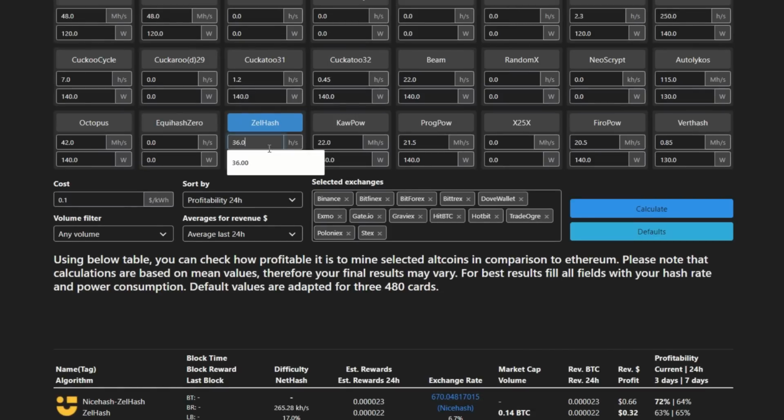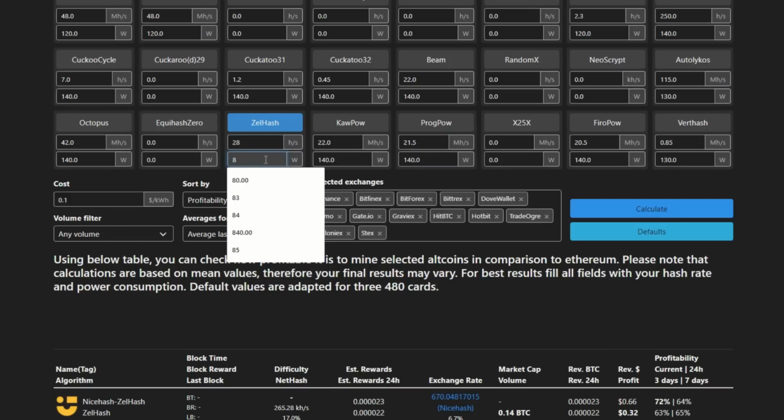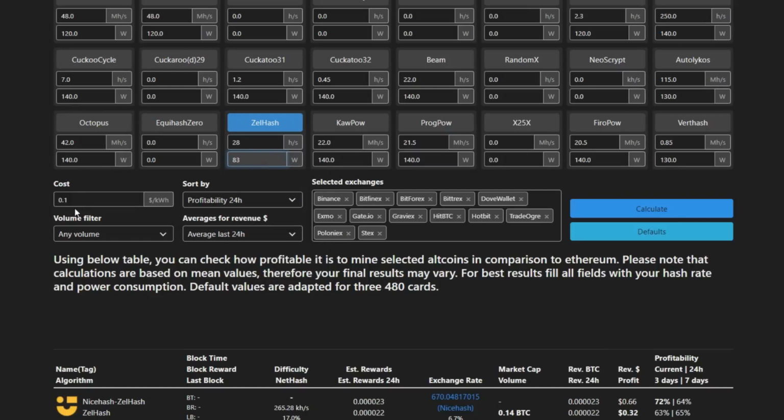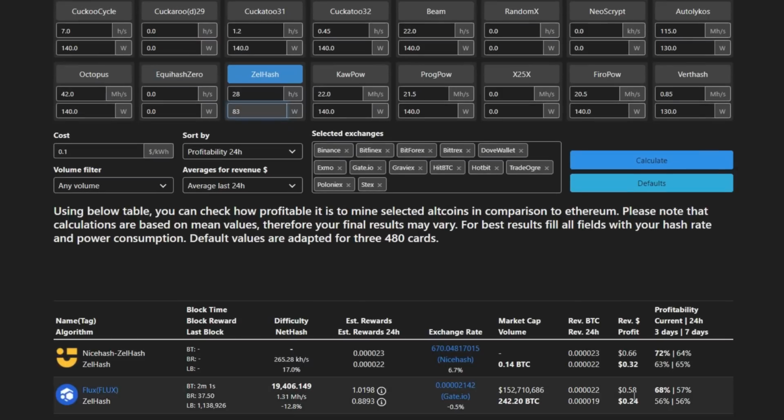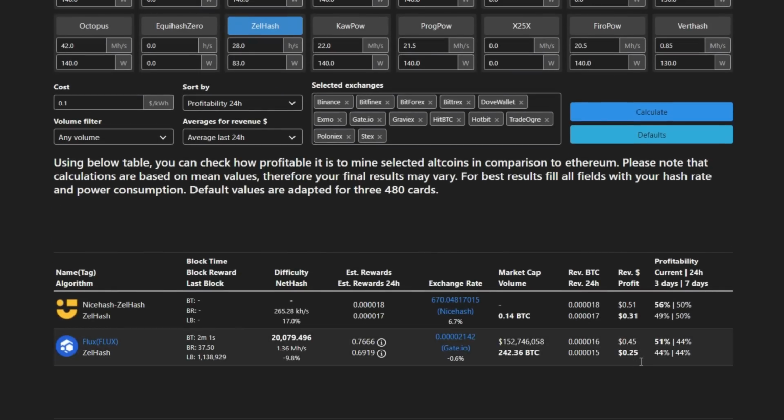Now that's 36 sols, and I know I'm dropping this down to 28 sols. You're like, well, that's too much of a hash rate drop. That is not worth it at all. But if we actually put in our 83 watts here at 10 cents per kilowatt hour, look at this. We're at 58 cents before power and only 24 cents after power. We calculate this now, we're actually making 25 cents.